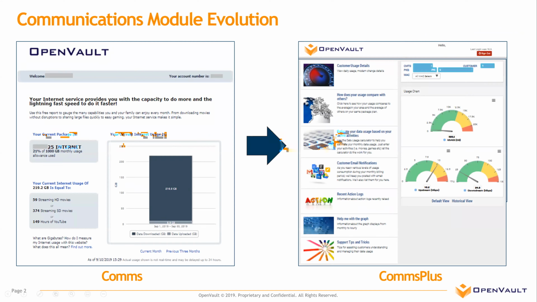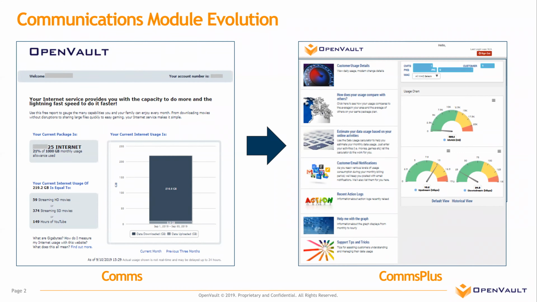We're basically going through a major evolution, and what we mean by that is we're taking the current comms module that you all use in some way, shape, or form, and we have upgraded to a new product called CommsPlus. And I'm going to spend some time talking to you about what that means.